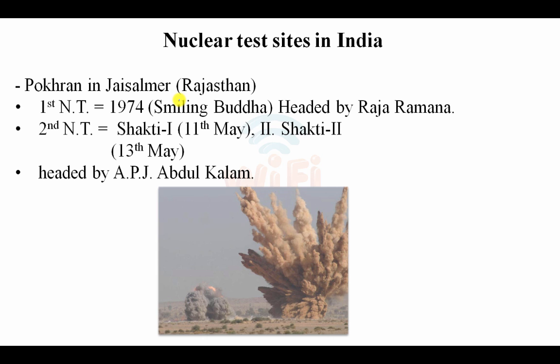And nuclear test sites in India. India also did nuclear tests two times, both times at Pokhran. It is in Jaisalmer, Rajasthan. The first nuclear test was done in 1974 with the code name Smiling Buddha, and that project was headed by Raja Ramanna. This is important for you: India conducted its first nuclear test in 1974, with the code name Smiling Buddha, headed by Raja Ramanna.